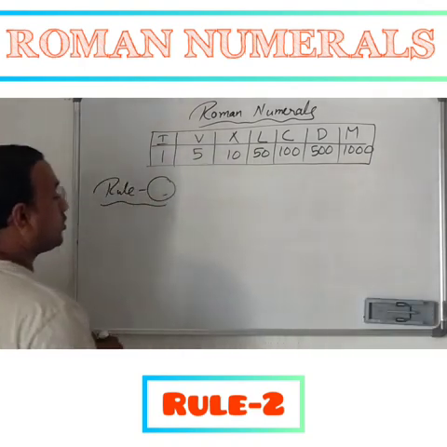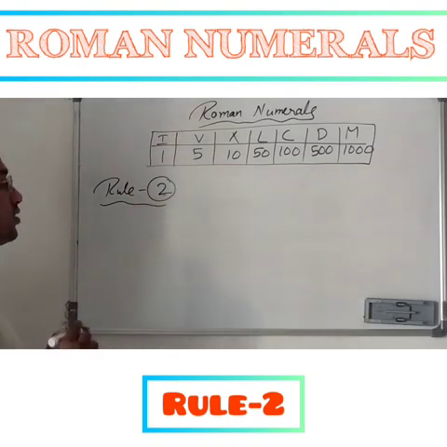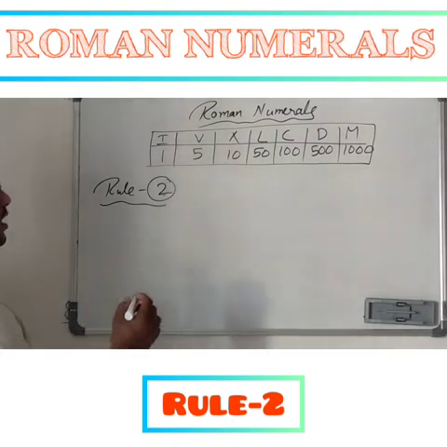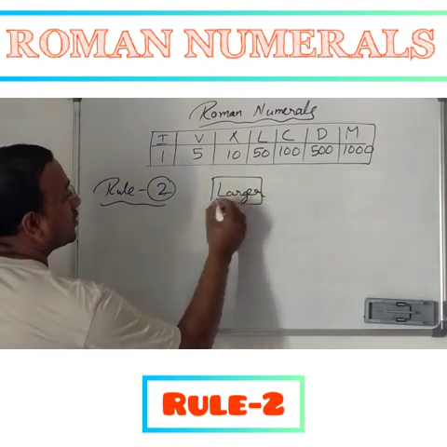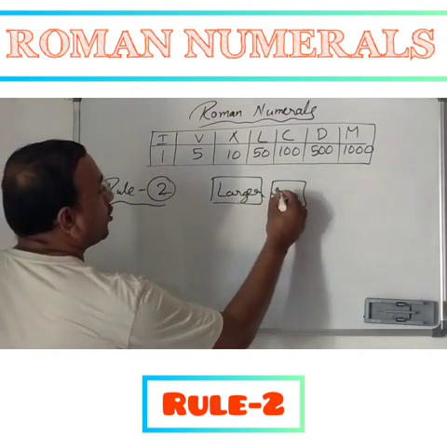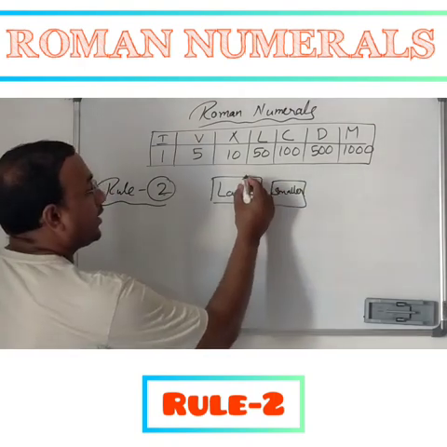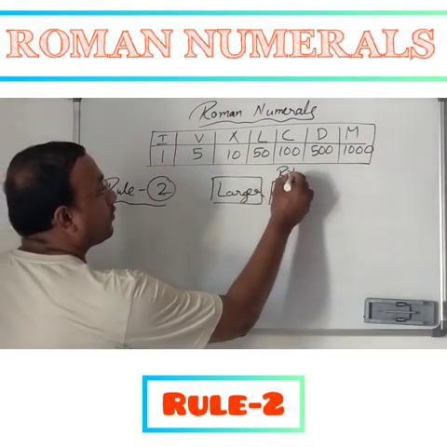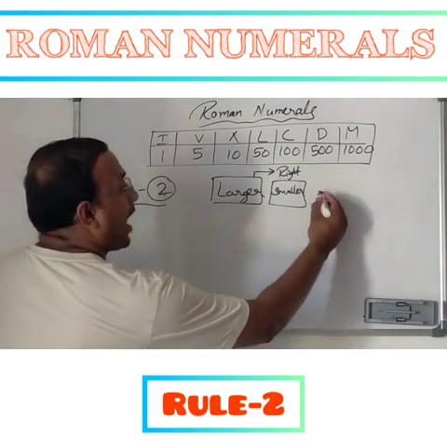So coming to rule 2. This rule speaks about whenever you get a smaller Roman numeral to the right of a larger Roman numeral. For example, if you have a larger Roman numeral and you get a smaller Roman numeral on its right side, then what can we do? We can add their values.